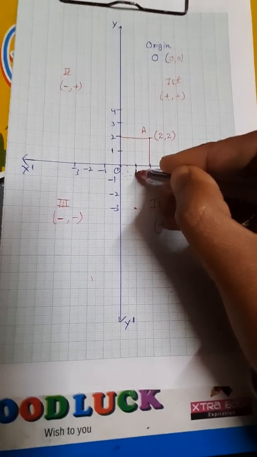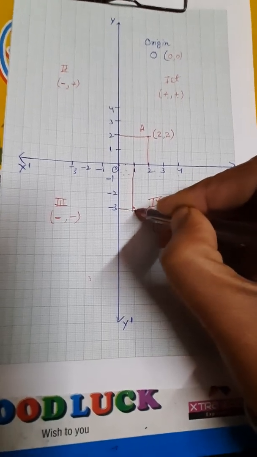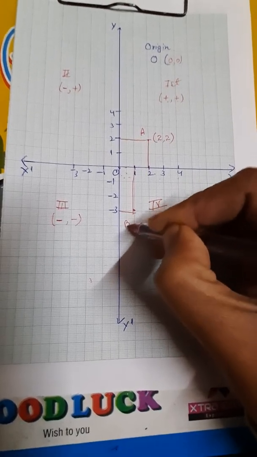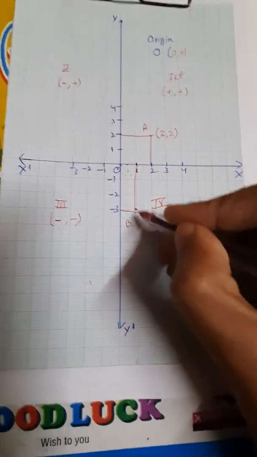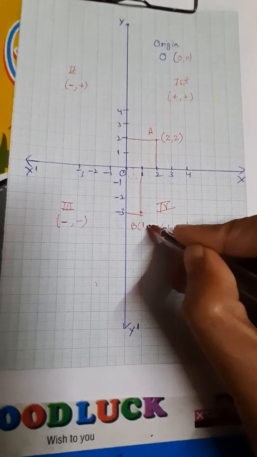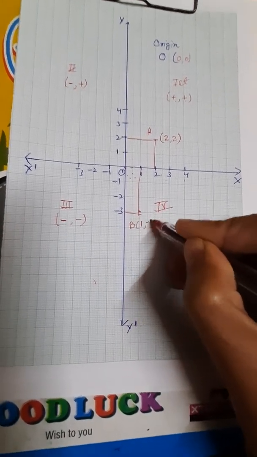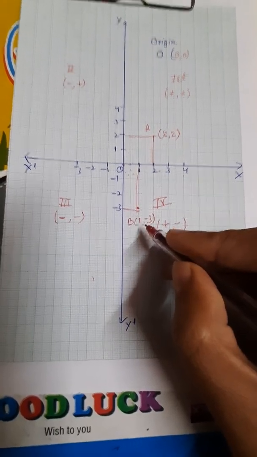Now see the movement along x and the movement along y. This is the point B. What will be the point B? The value of x is 1, positive 1. The value of y is -3. So this point will represent (1, -3).